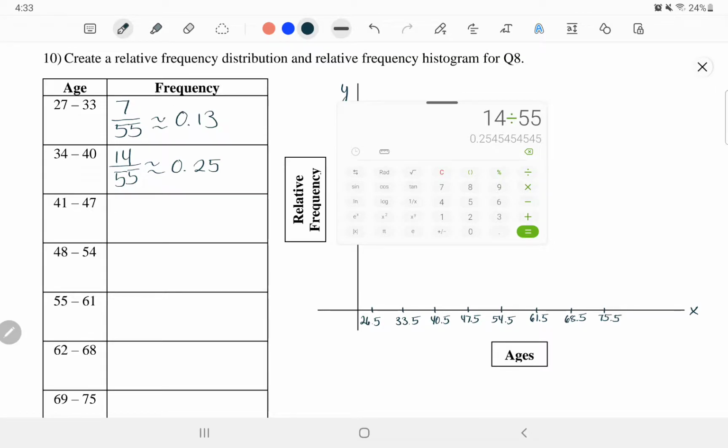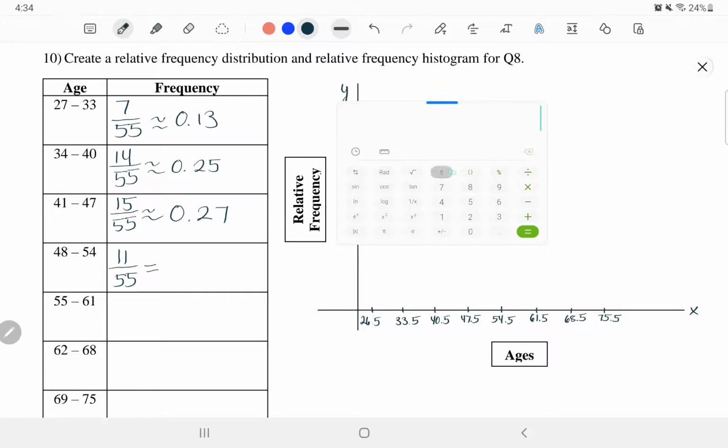The next class from 41 to 47 had a class frequency of 15. So that's 15 divided by 55. And that's going to be approximately 0.27. The next class was 11 divided by 55.